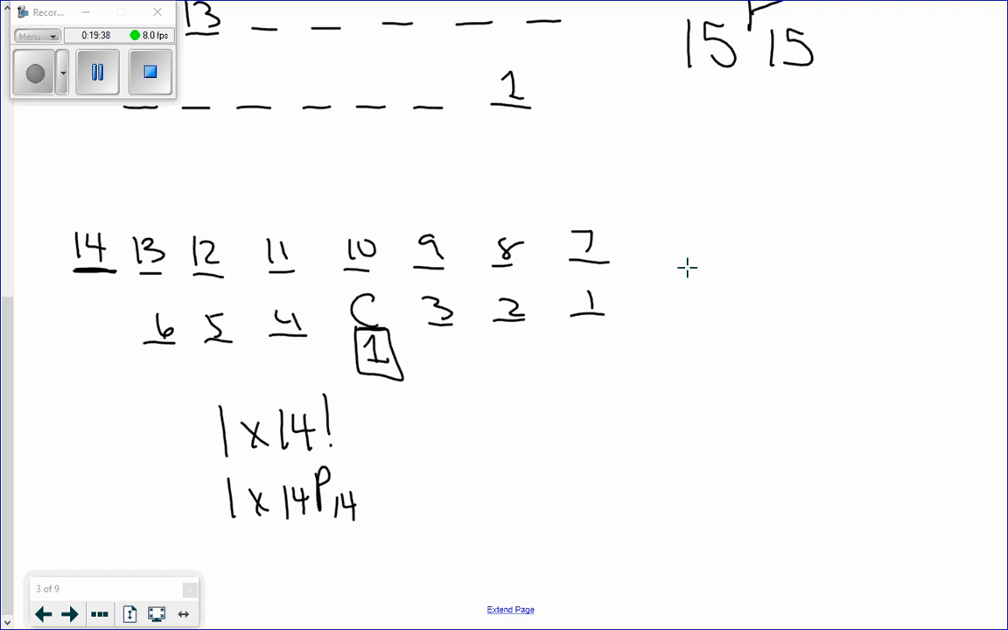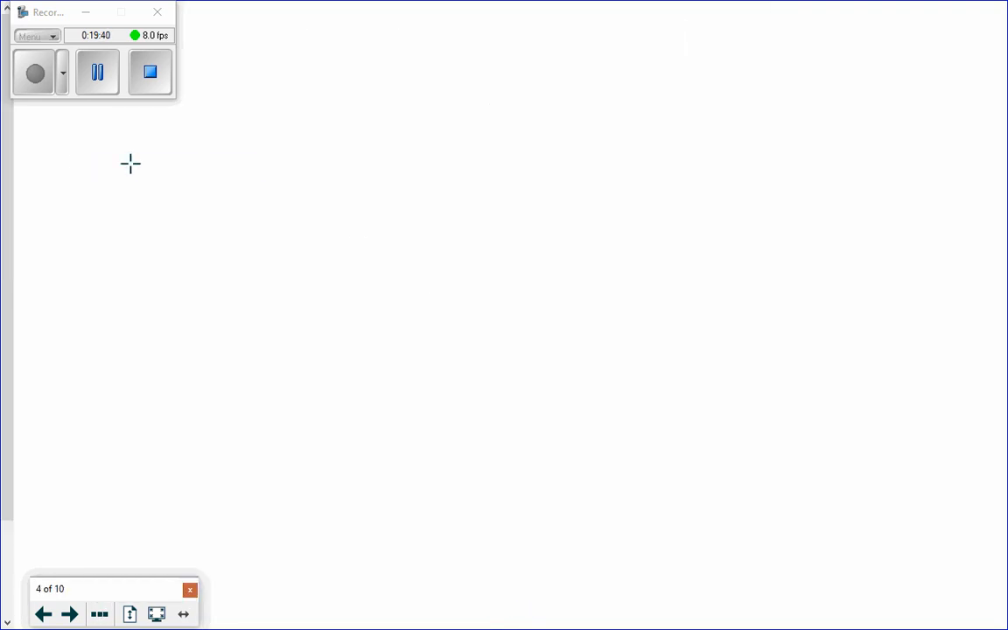Okay, let's look at number 3. It says determine the number of arrangements. Automatically when you see the word arrangement, you're thinking permutation. Of the letters of the word tattoo. What do you notice about tattoo? Identical objects.